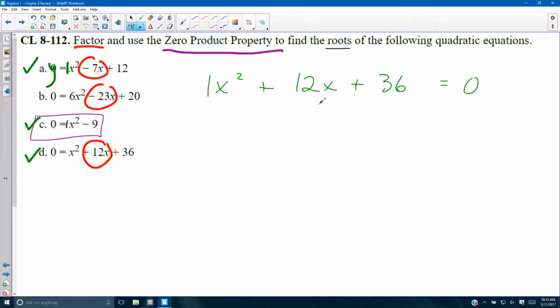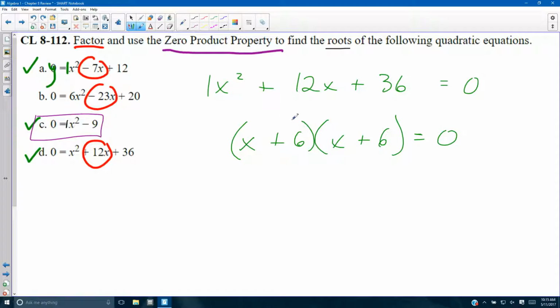9 times 4 is 36. 9 plus 4 is 13. Nope. 6 times 6 is 36. 6 plus 6 is 12. There it is. It's the two numbers 6 and 6. And they're both positive. Positive product, positive sum. So 6 and 6. If there's 6 and 6, I know this is x plus 6 times x plus 6. Boom.